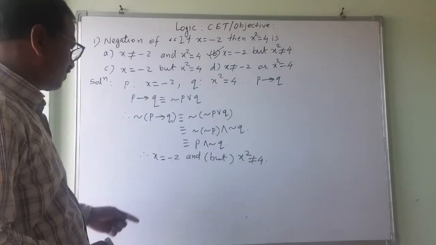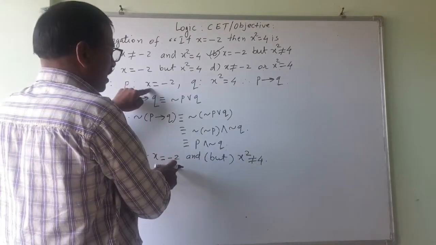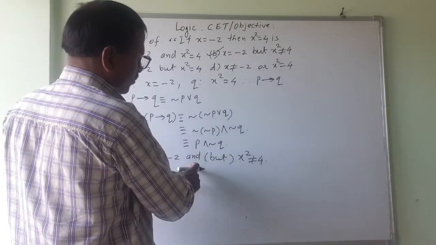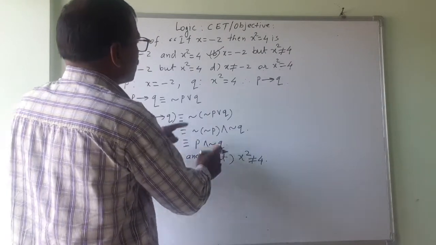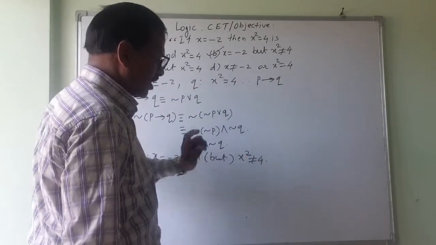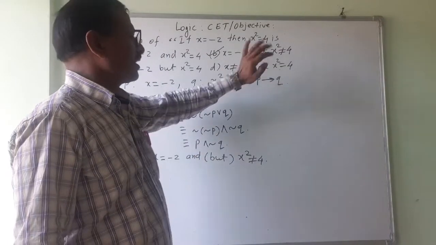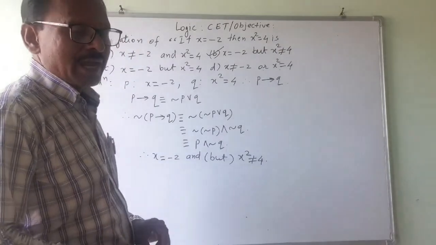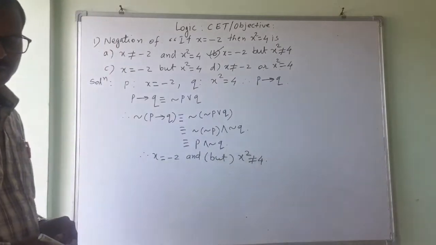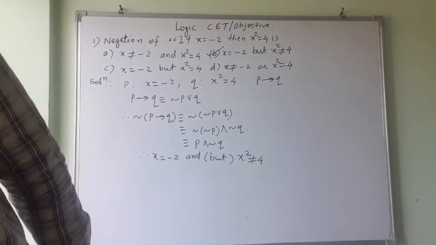So what is the meaning of this P? P is here x is equal to minus 2 and this is and. Negation Q. Negation Q means Q is x square is equal to 4. Negation means not. So x square is not equal to 4. Here there is no and they have used but. These are the conjunctions, and means but means and in the logics. So hope that this question is over for you. We will try to complete maximum more questions.